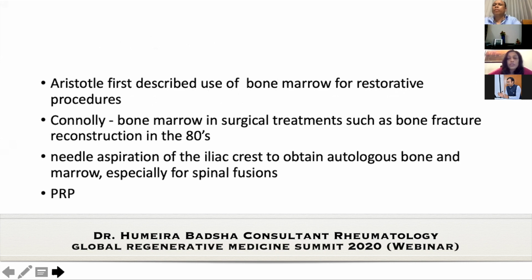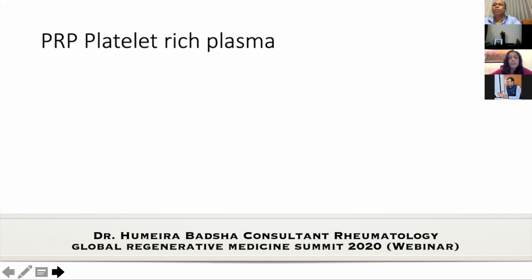Aristotle actually first described the use of bone marrow for restorative procedures, and our orthopedic colleagues have been way ahead of us in using bone marrow in surgical treatments or reconstruction, for spinal fusions, and also for the use of PRP. So they have introduced us to this use. I've just divided my talk into two brief sections: PRP use in rheumatology, and stem cells.